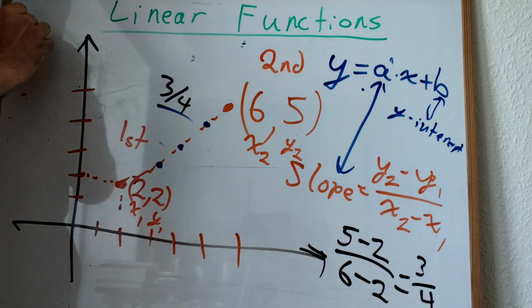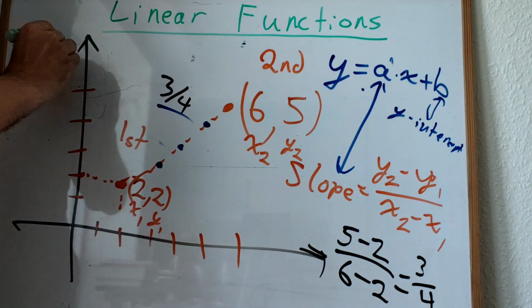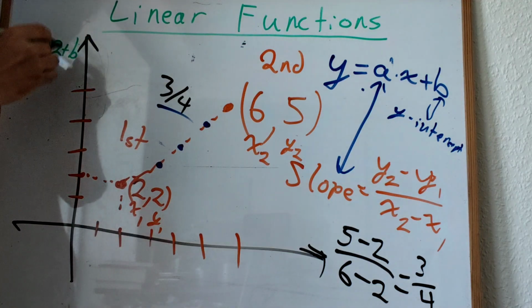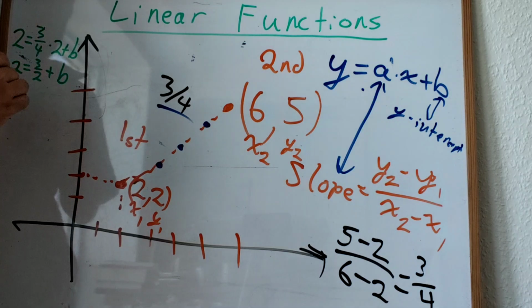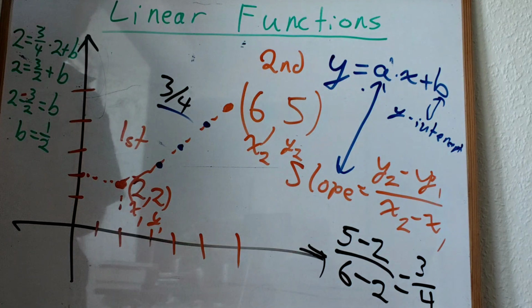So I have 2, that's my y, equals my slope, 3 divided by 4, times my x, plus some unknown y-intercept, b. If I now try to solve this, I get that 2 is equal to 3 divided by 4 times 2, which must be 3 over 2, plus b. I can now go 2 minus 3 over 2 should be equal to b. My y-intercept here should be 1/2, just about, I think.